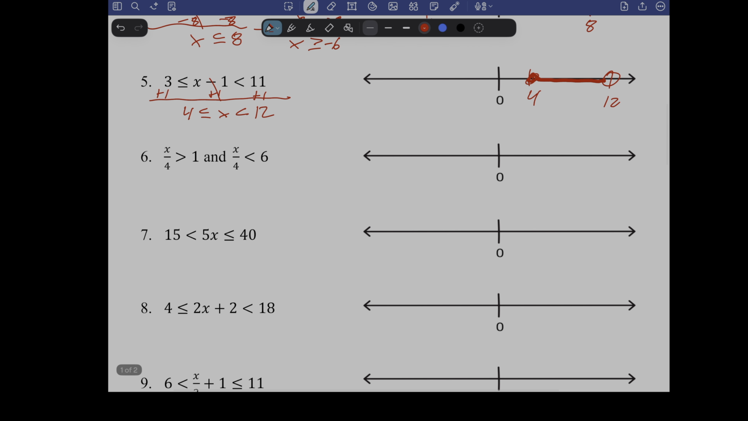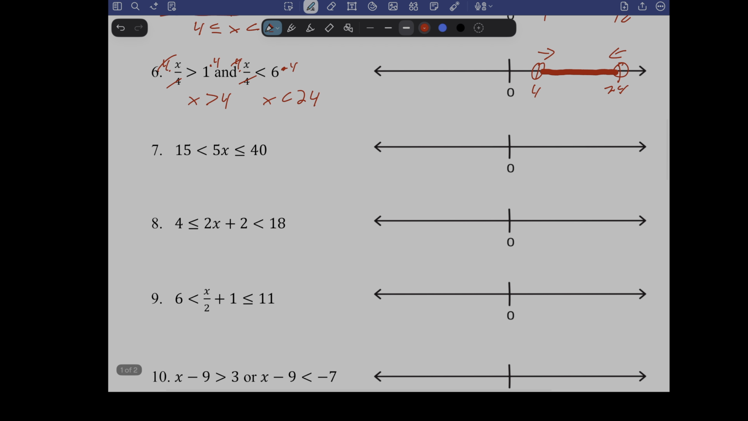Number 6. On this one, I'm going to multiply each side by 4, and I'm going to get x is greater than 4. And on the other one, I'm going to multiply each side by 4. The 4s die. x is less than 24. That's a multiplication right there. So my numbers are 4 and 24, and they're both going to be holes because there's no equal sign. So I'm going to do a 4 with a hole, and a 24 with a hole. I know that x has to be greater than 4 and less than 24, so they combine right here in the center.